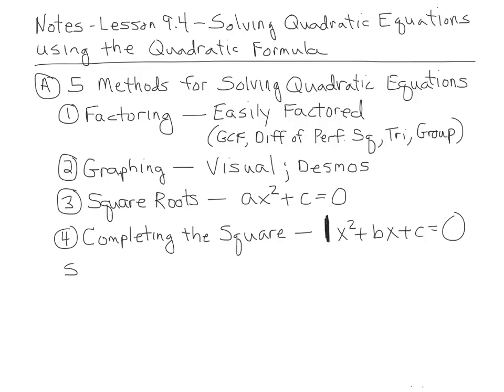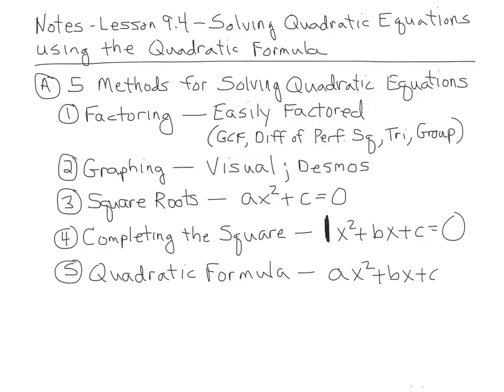All right, and then finally, we're on our fifth method, the quadratic formula. And the quadratic formula will work for any quadratic. So it works for all of them. Ax squared plus bx plus c equals 0. All right, so that's why sometimes it's people's favorite.